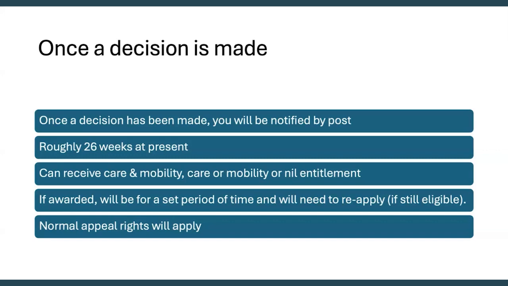You can receive any combination of the components that we've mentioned. So you could receive care and mobility, care or mobility, or nil entitlement. If awarded, it will generally be for a set period of time, typically 3 to 4 years, but maybe longer in certain circumstances. And at the end of that period, you will need to reapply if still eligible and haven't reached the age for PIP or anything like that. And if you're not happy with the decision, normal appeal rights will apply. And we'll look at those a little bit later on.